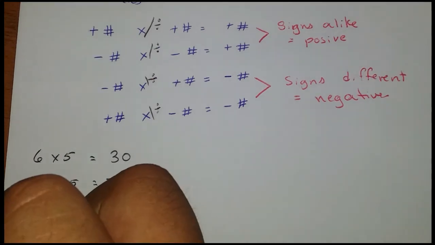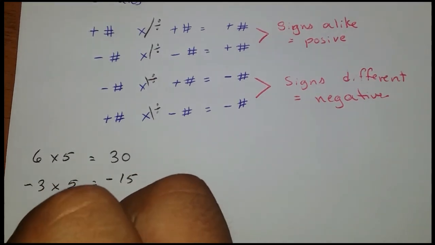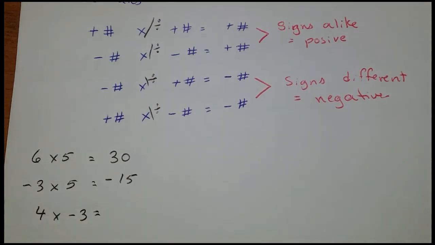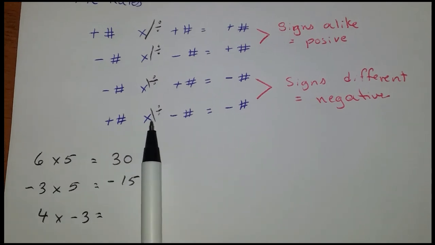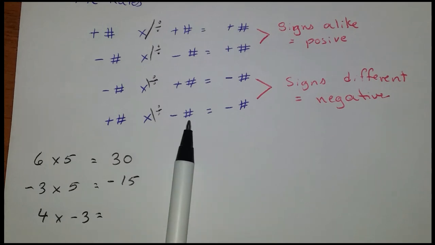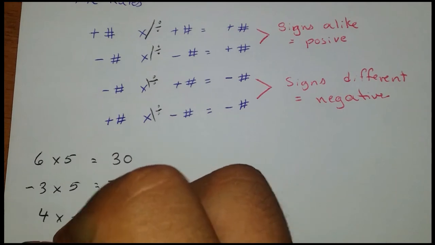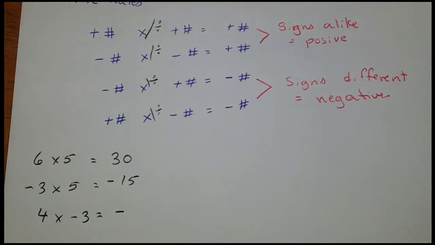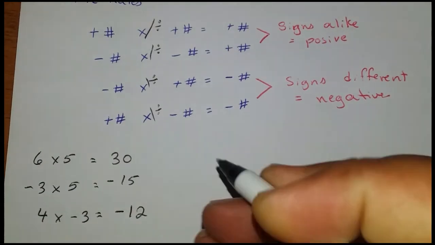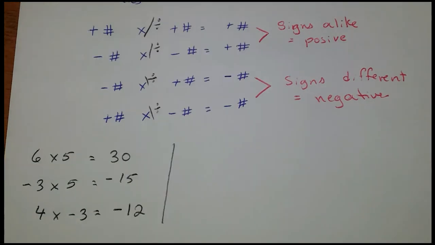Let's go with 4 times a negative 3. We have that the 4 is positive times the 3 is negative, so my answer is going to be a negative. And then 4 times 3, my answer is 12. Let's go with another one.